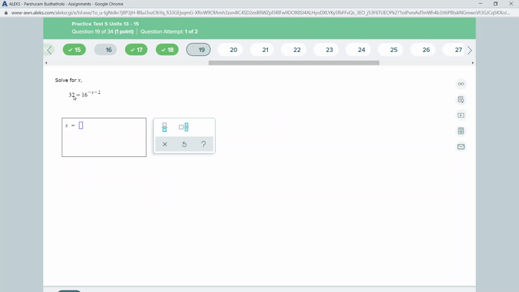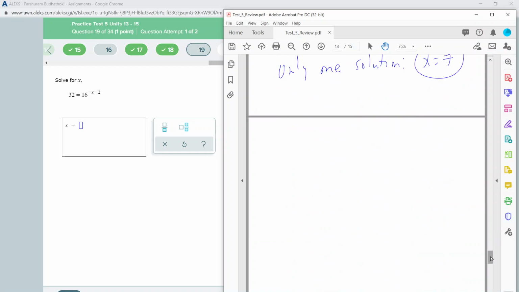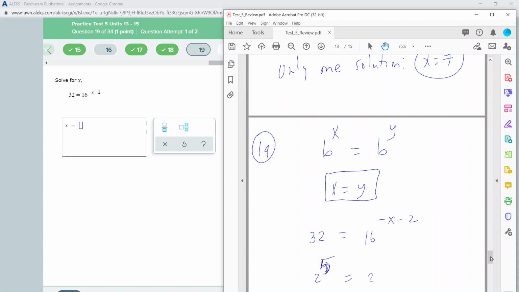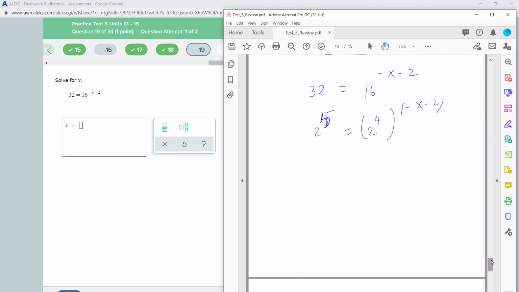Okay, to solve this one, just make sure that you have the same base on both sides. To solve this kind of thing, you're going to use b to the power x equals b to the power y. If you have the same base on both sides, the exponents should be equal. So for this problem, on the left side there is a 32, on the right side there is a 16, but we can express 32 as 2 to the power 5, and we can express 16 as 2 to the power 4, and there is a power of negative x minus 2. Whenever you see power to the power, you can just multiply them.